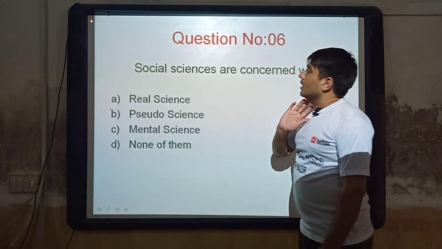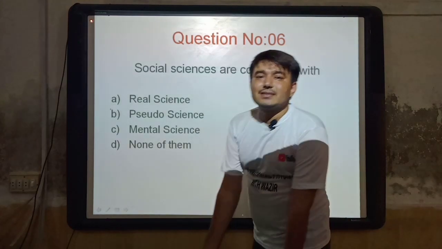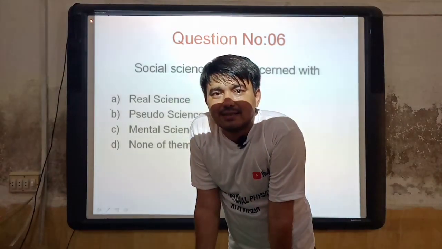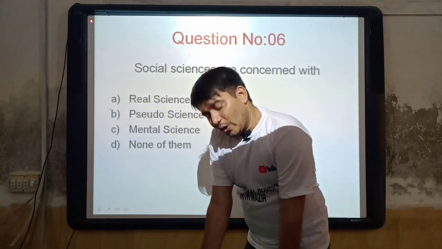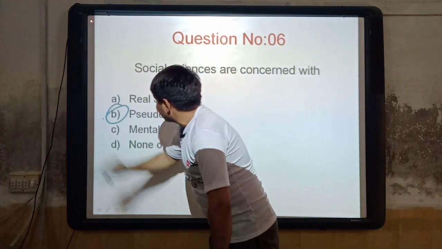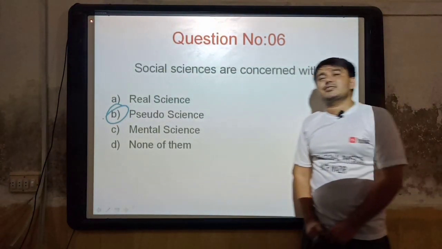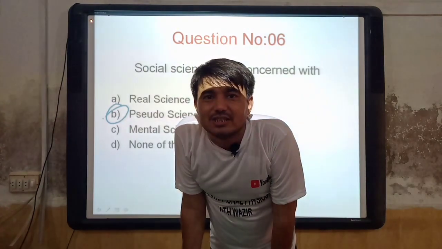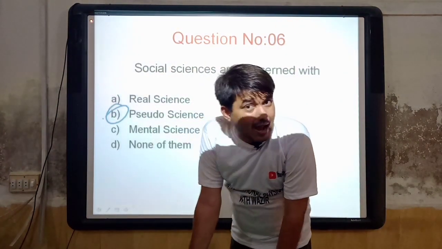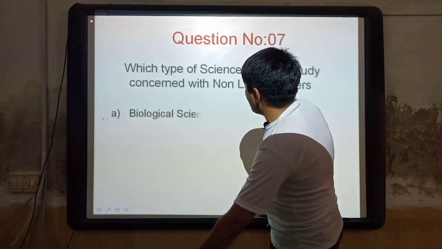Question number 6. Social sciences are concerned with. Yes, thinking right, pseudoscience. Obviously it is correct. In social science, the reality changes.